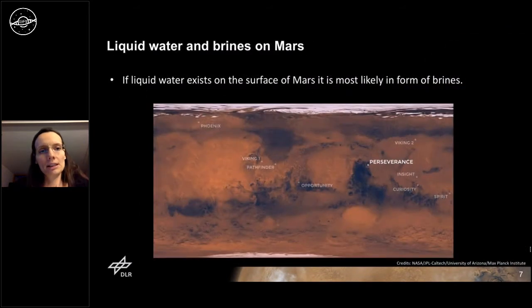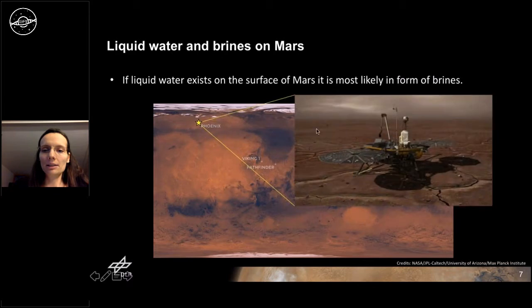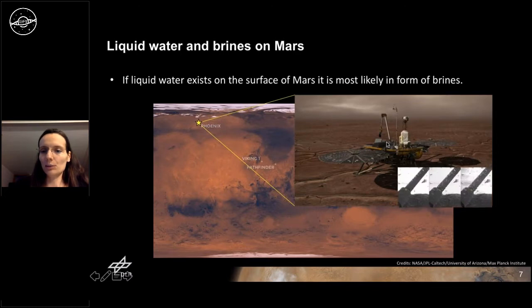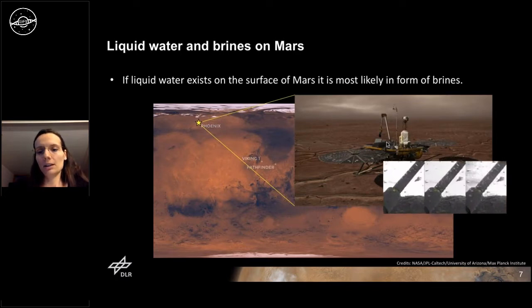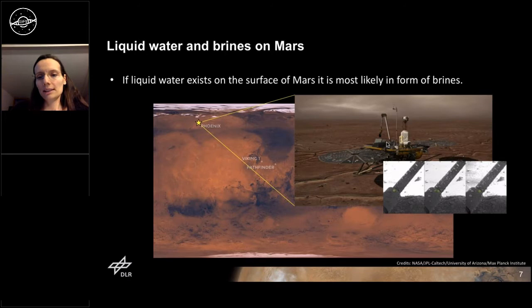Now, here you also see a map with different rovers and landers on Mars, and you see here the Phoenix lander, which landed close to the Martian North Pole. Here you see an artist's conception of this lander with the solar panels and the instruments on the deck. What was also surprising was to see these droplets on the lander leg, which are similar to droplets of water.